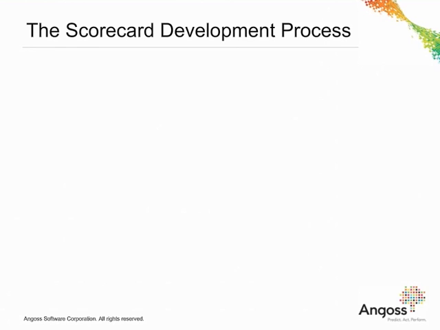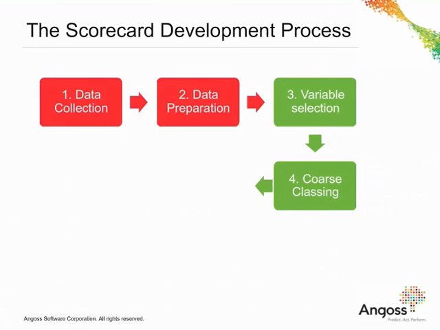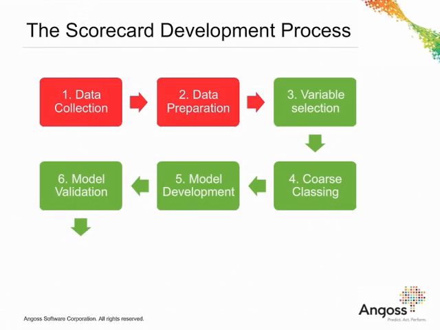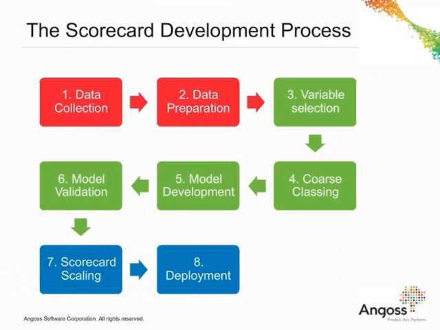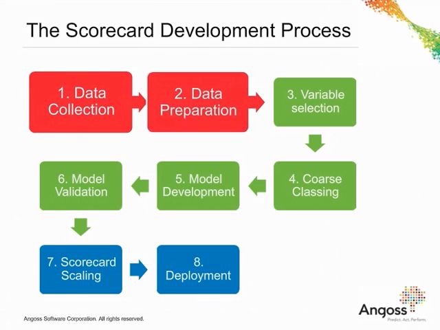The eight steps in the scorecard development process are data collection, data preparation, variable selection, coarse classing, model development, model validation, scorecard scaling, and deployment. In this first video, we will introduce the credit scorecard concept and discuss the first two steps, data collection and data preparation.